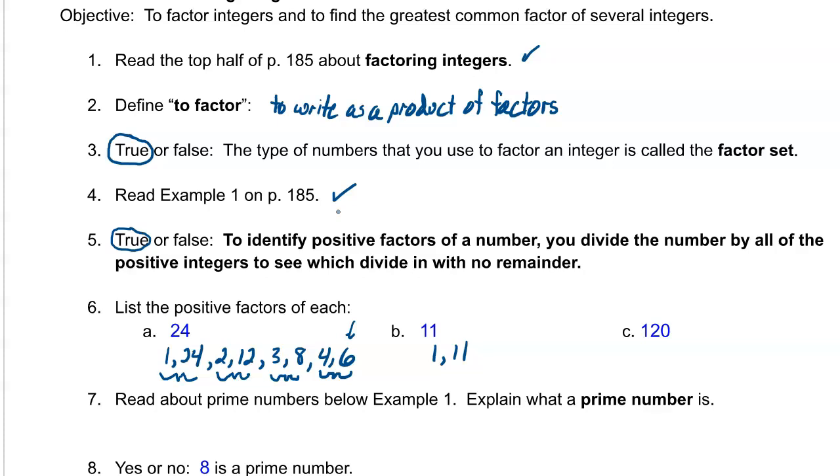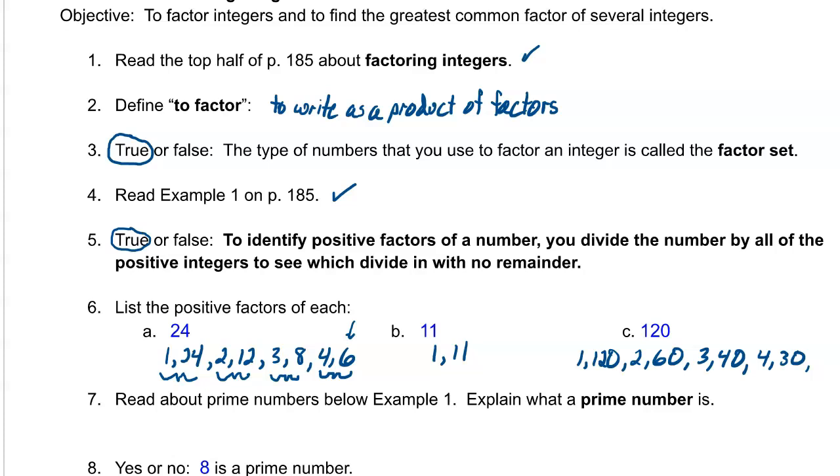Question C, list all the factors of 120. Start by dividing by 1 and find out the counterpart to that, which is 120. Now divide by 2, and you'll find out 60. Now divide by 3, and you'll get 40. Now divide by 4, and you'll get 30.